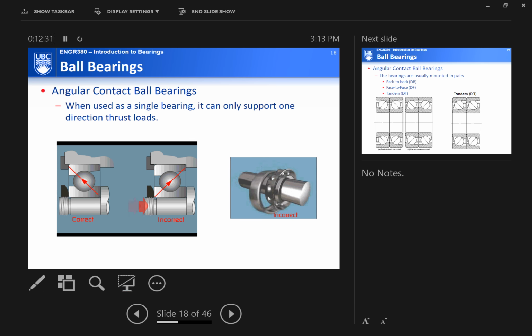This picture shows you the correct assembly or application of the angular ball bearing. You have to be careful which direction the thrust load is in. If the thrust load is in this direction, then you should assemble it this way so that it can take the thrust load. If the thrust load is in the other direction and you use it improperly, the bearing can fall apart very easily due to the load, because of the incorrect assembly.